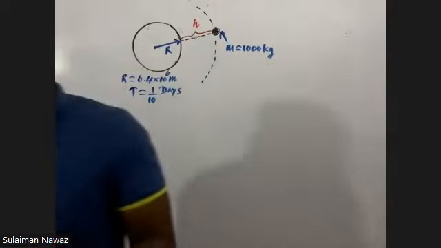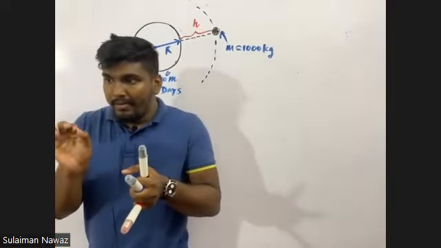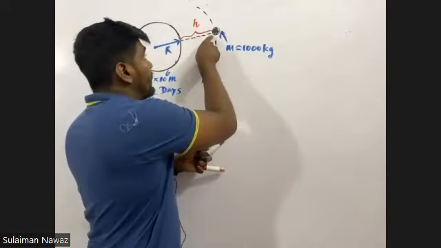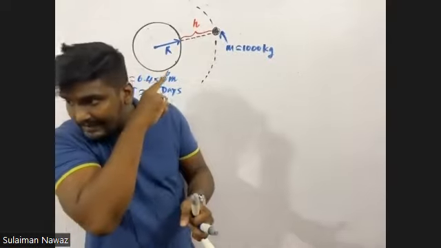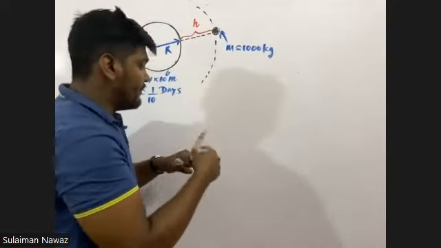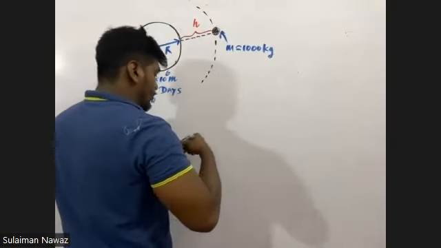Now what do we need to find? We need to find the height of its orbit from the surface of the earth. We need to find small h. Now the satellite moves in circular motion.